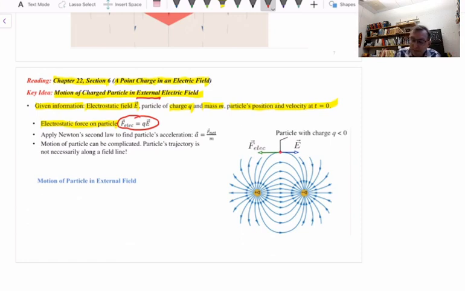Then, apply Newton's second law to find the particle's acceleration. Remember, a arrow equals F net arrow over m, where F electric will be in that F net. It may be the only term in F net, it may not. It depends on what other forces are acting. Now, the resulting motion of the particle can be complicated.